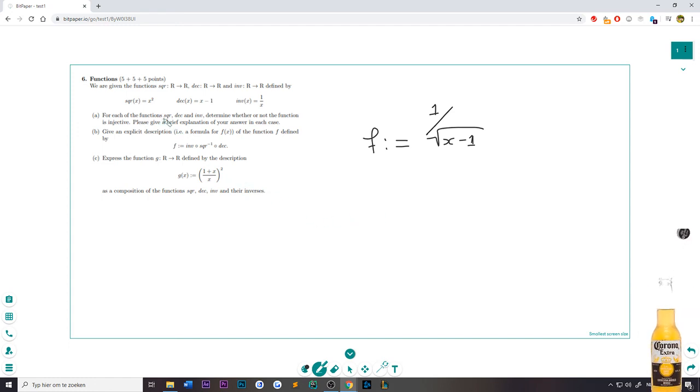So this one is not injective, but these two are injective. Well, the square root is not injective because this gives us 4, and this also gives us 4, right? And so we have multiple inputs which give us the same output, which goes against the definition of injectivity. Right, cool, amazing. And so for b, we end up with this here, right? 1 over the square root of x minus 1.